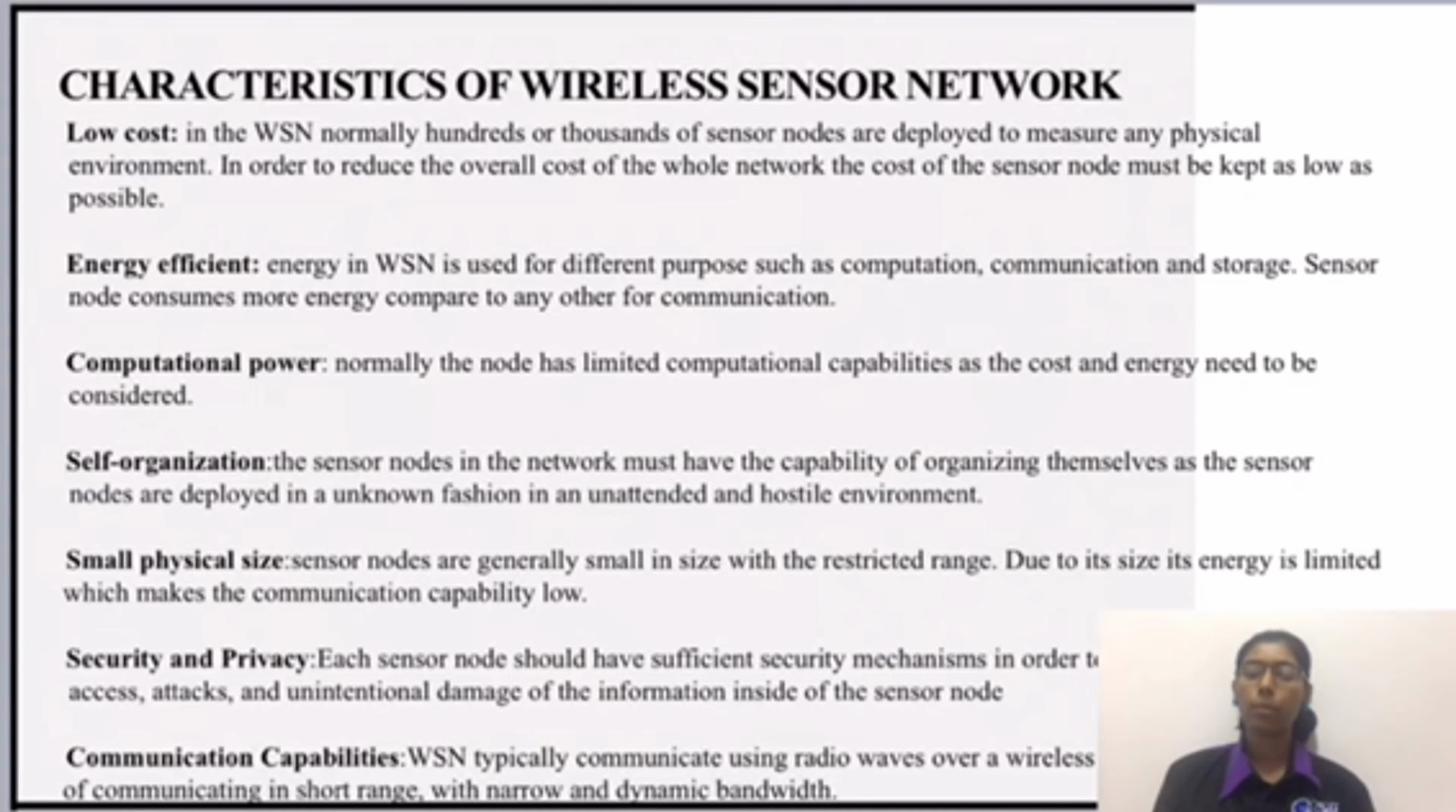Last point is communication capability. Wireless sensor network typically communicates using radio wave over a wireless channel. It has the property of communicating in short range with narrow and dynamic bandwidth.